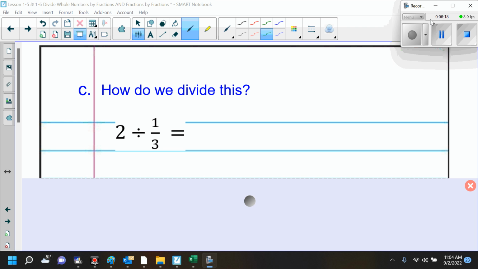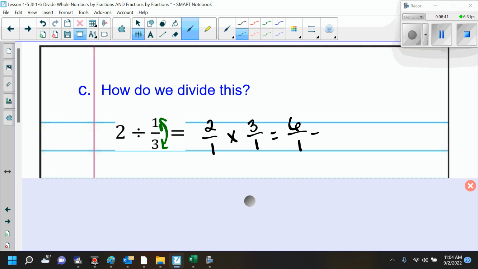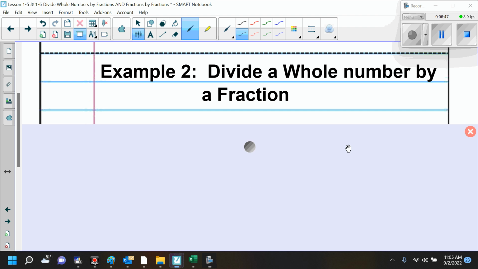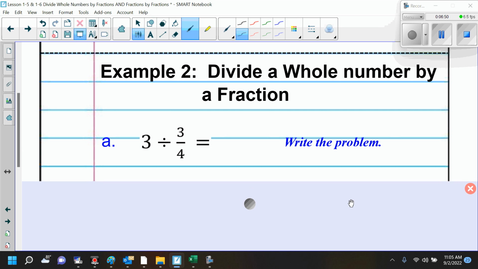So here, when we are dividing a whole number by a fraction, we write the whole number as a fraction, 2 over 1. The division becomes multiplication, and the 1/3, the second fraction, becomes the, what's it called? Reciprocal. Very good. So that's 3 over 1. So that gives us 6 over 1, which is equal to 6. Example 2 is divide a whole number by a fraction. So these are the steps that we're going to go through. The first step is to write the problem.